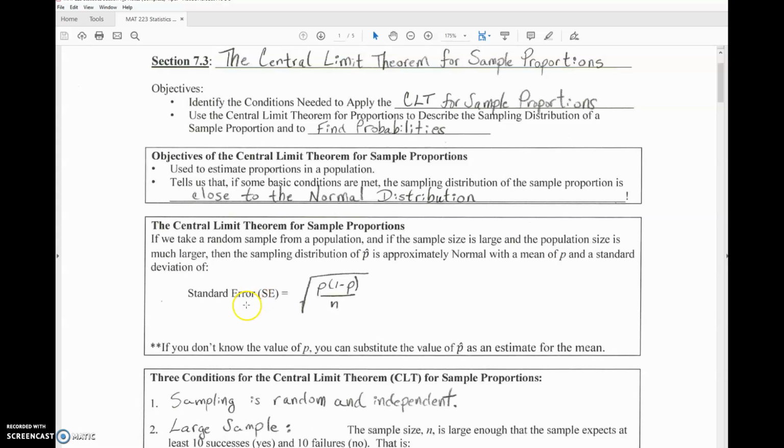Standard error is the standard deviation of the sampling distribution. It's the square root of p times 1 minus p over n. If you don't know the value of p, you can always substitute the value of p hat as an estimate for the mean.